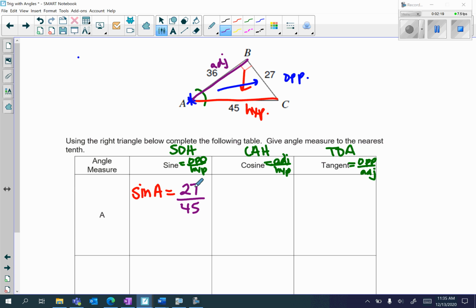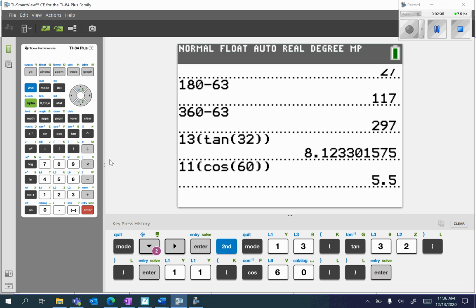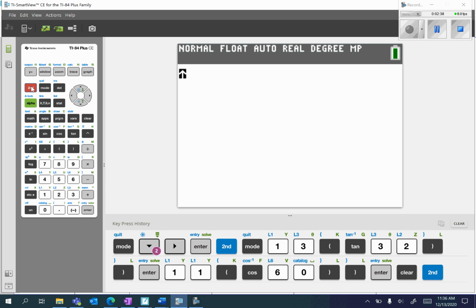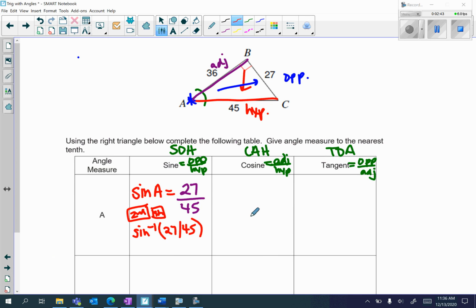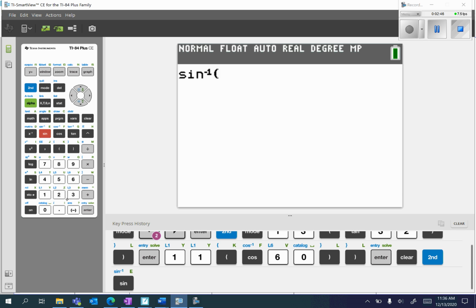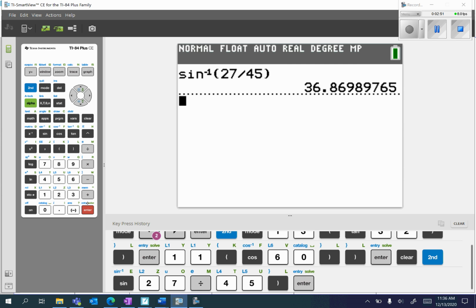Now the only thing different about finding an angle is we have to press second sine. So it's going to look like this when we put it into our calculator. So let's go there now. So we're going to do second sine, and it was 27 over 45. 27 divided by 45. And we should get 36.869, but we want it to the nearest tenth, so 36.9.